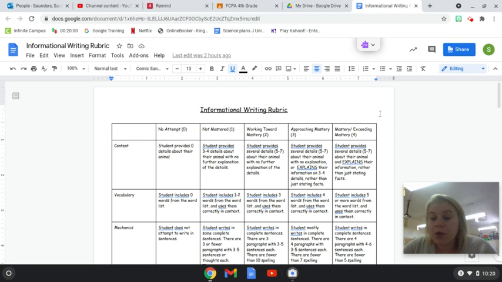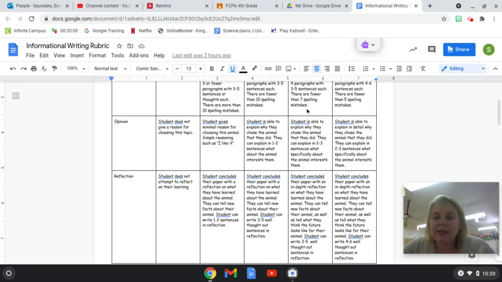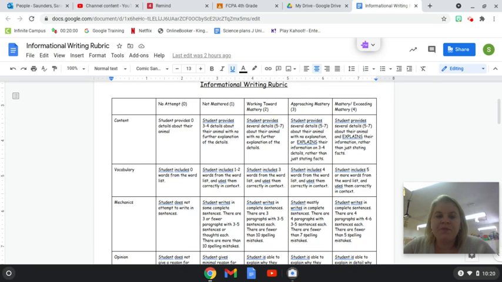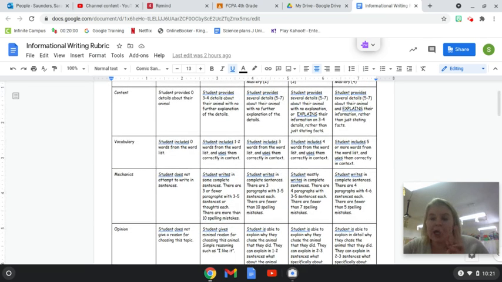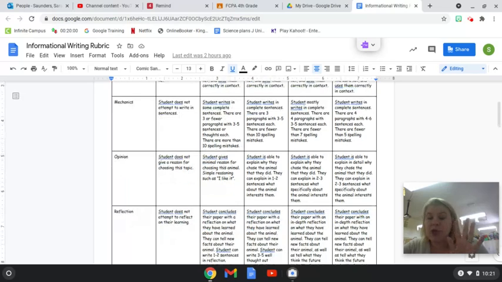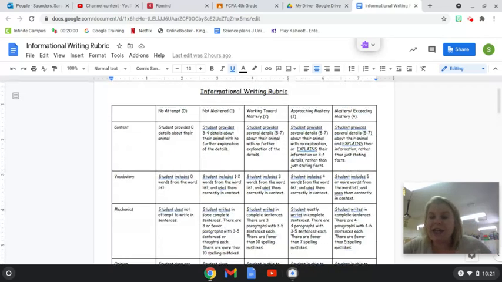When you look at your rubric, this assignment is worth 20 points. Up top it tells you there are 5 different areas: content, vocabulary, mechanics, opinion, and reflection. You can get up to 4 points in each area. So if you get 4 points in all 5 areas, then you get 20 out of 20, which is a 100%. You can see in content, in order to get your 4 points, it tells you exactly what you have to do. So there is your rubric.